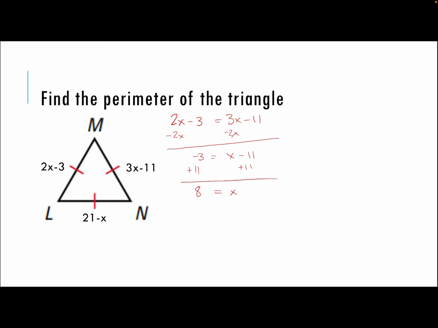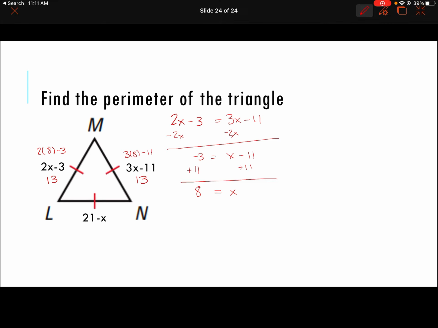So since x equals 8, we can substitute that in, and we should get the same value for each side of the triangle. So here we're going to get 2 times 8 minus 3, which is 16 minus 3. So this side should be 13. Over here, we're going to get 3 times 8 minus 11, which is 24 minus 11, which is 13. So that works. And then we get 21 minus 8, which is also 13.